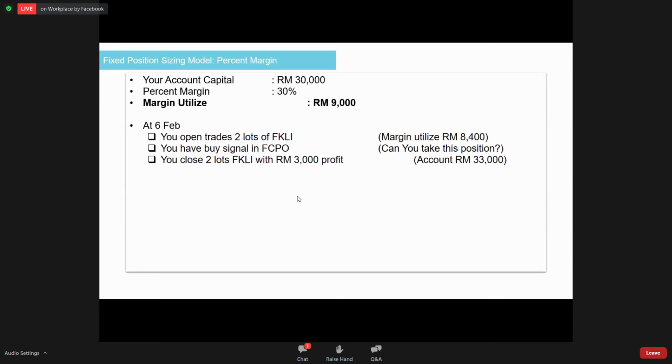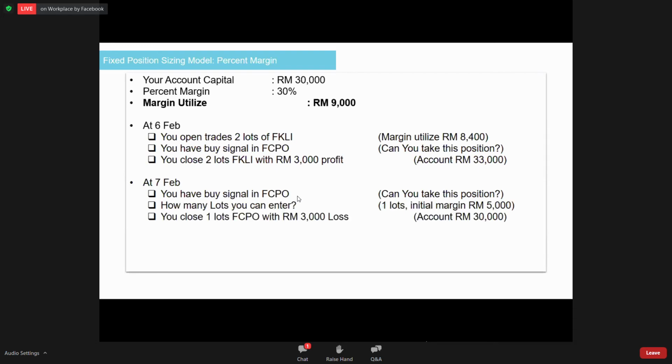So let's say the 2 lots of FKLI make 3,000 profit. Then the next day you start with 33,000. So this time you have a buy signal with FCPO, of course yes, because now you can utilize 9,900 ringgit. Let's say on crude oil the current margin is 5,000 US dollars, you can't really do that. You may not feel it until you do some paper simulation on this scenario. You can do multiple simulations on 30% margin.